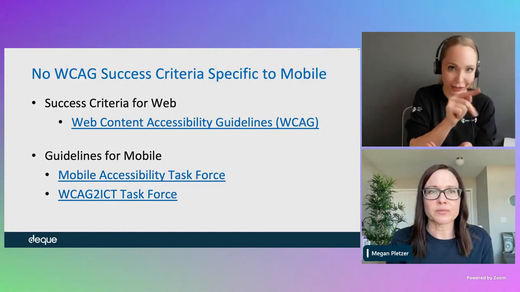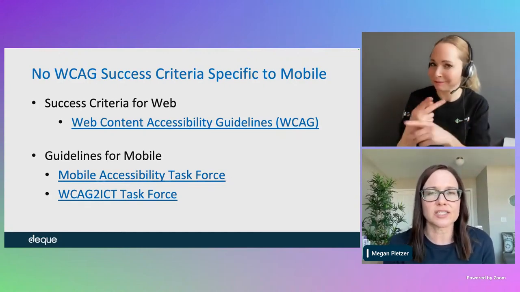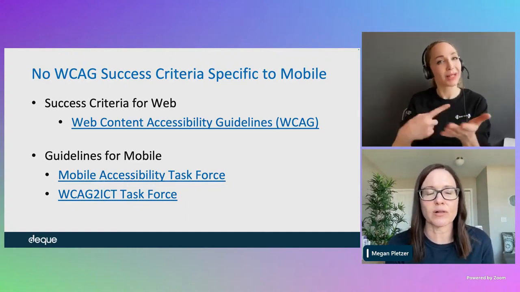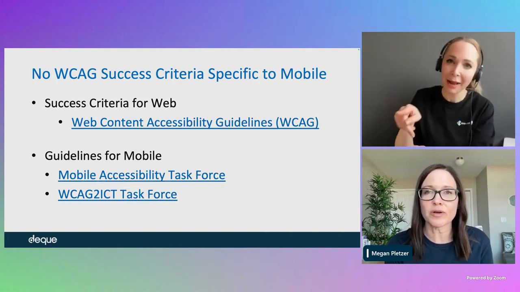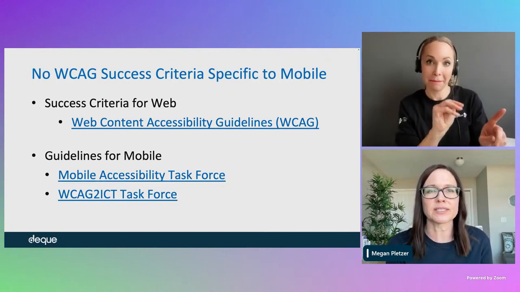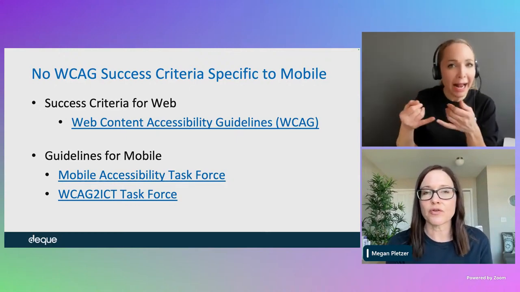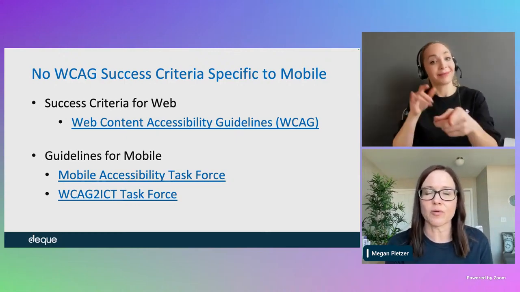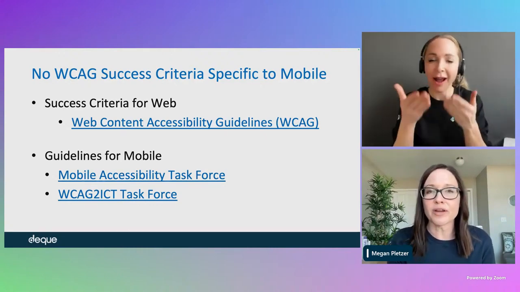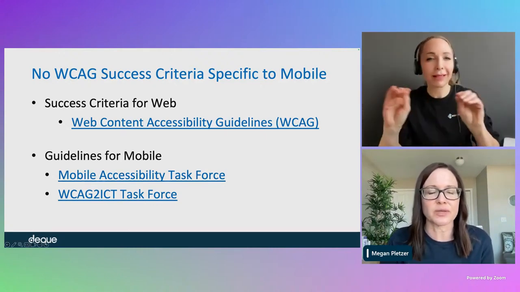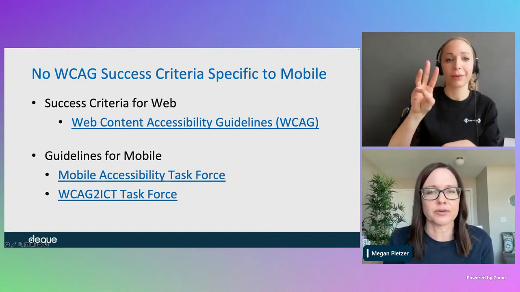We've talked about this before, probably in some other talks too, but just to remind you that there's no WCAG success criteria that's specific to mobile. Like I said, it's really written for HTML. There's guidelines for mobile, but they're not requirements. The Mobile Accessibility Task Force and the WCAG 2 ICT Task Force both offer help and guidance in applying it to mobile apps, but there's nothing as a definitive requirement like there is for the web. One of our Android team members is actually on this WCAG 2 ICT Task Force here at Deque, which is pretty cool.